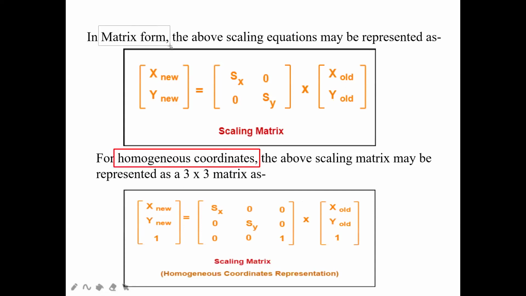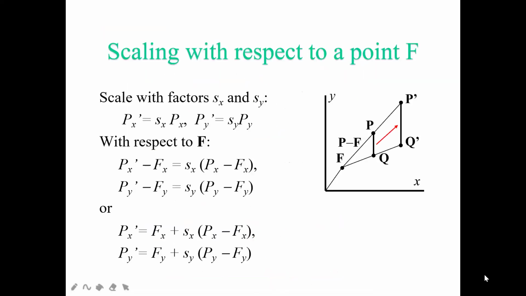Only in the z axis you have to place the 1. So x new, y new, 1, then the same thing sx, sy, in the z axis you place 1, and the rest of the values keep as 0. Then this is multiplied with x old, y old and 1. So this is the scaling matrix for your homogeneous coordinate system or representation.